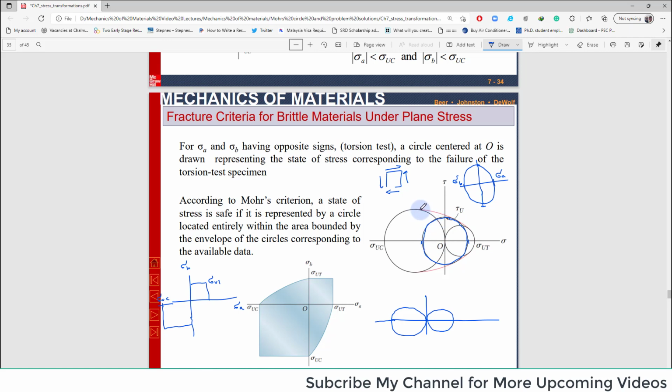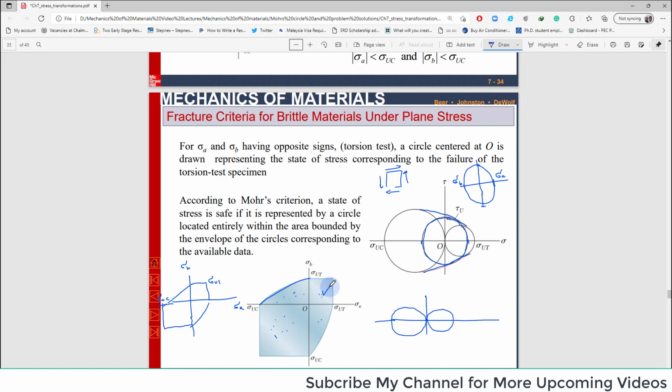This circle is for the object under pure shear. So this is sigma A, this is sigma B. Again, if you draw the tangent of these three circles, it will look like this. These tangents will represent the envelope. So if your principal stresses lie within this range, it will be safe. If it is outside this envelope, it will fail.